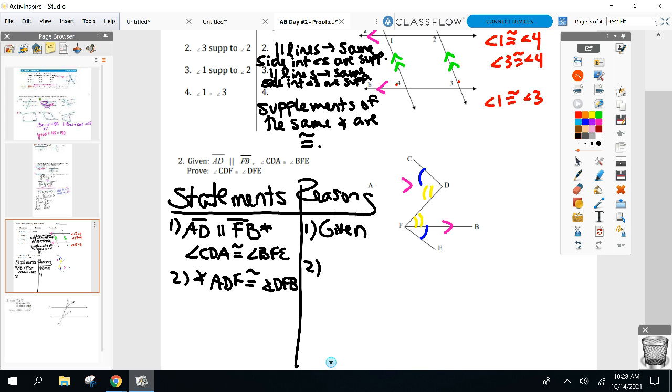Okay, so what did we write yesterday if the alternate interior angles were congruent for our justification? How did we start it off yesterday? Parallel lines imply, what type of angles were they? Alternate interior angles, and what do we know about them? Are congruent. There's my justification I wrote yesterday and continue to write it today.